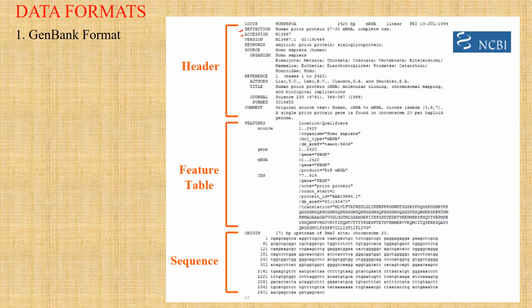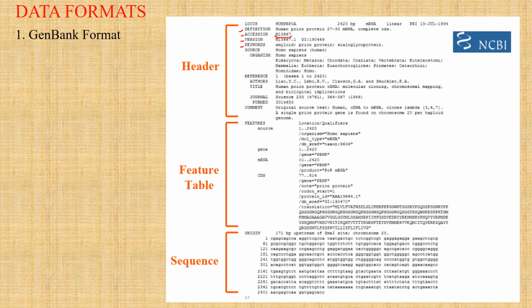The accession, or the accession number, is actually the unique ID of this sequence. So if you copy this ID and put it into GenBank, it will give you this exact sequence. So it is the unique ID of your sequence. Then this is the version, because you might have different people that have submitted it, so that you have different versions. Okay, so you have keywords.